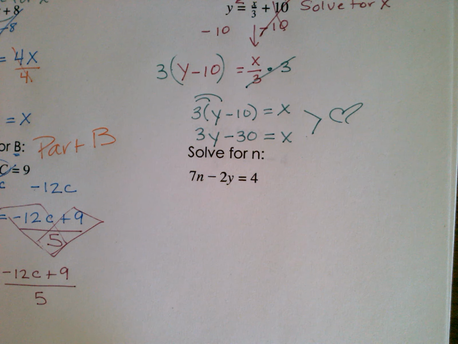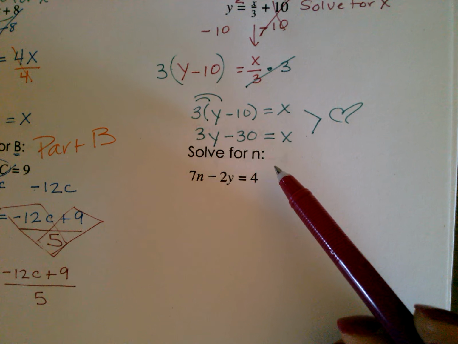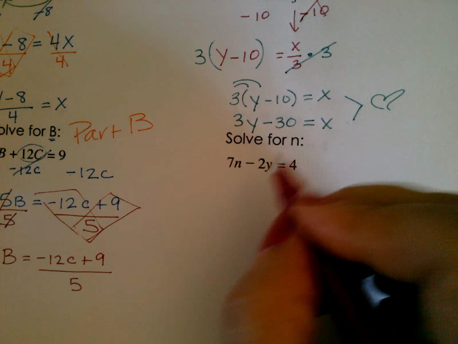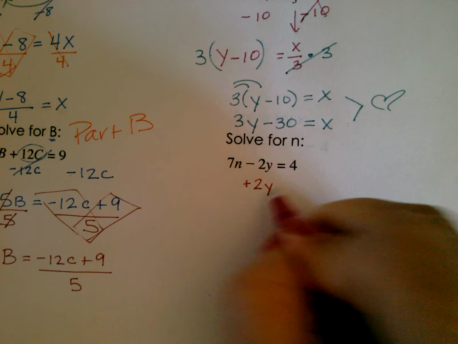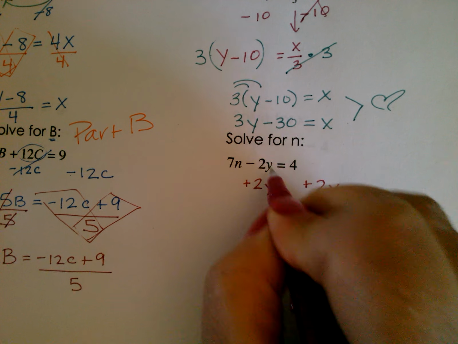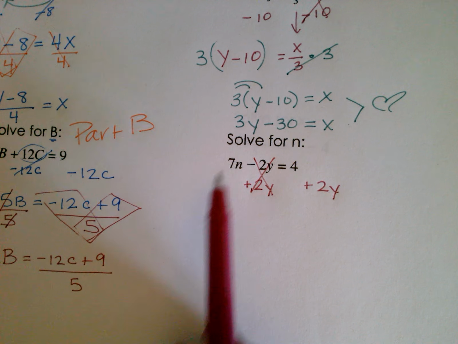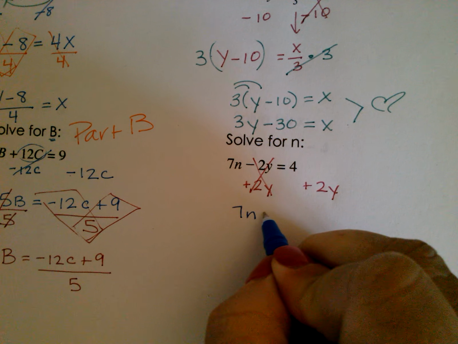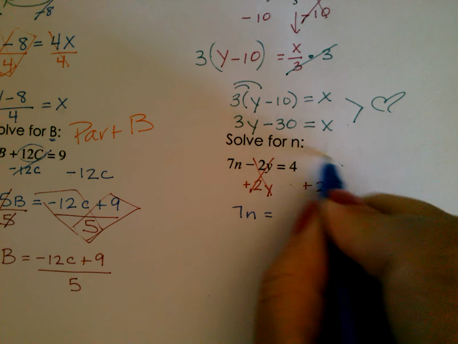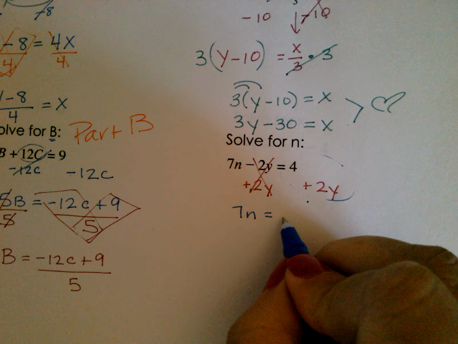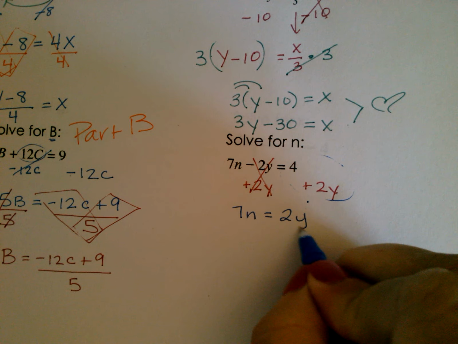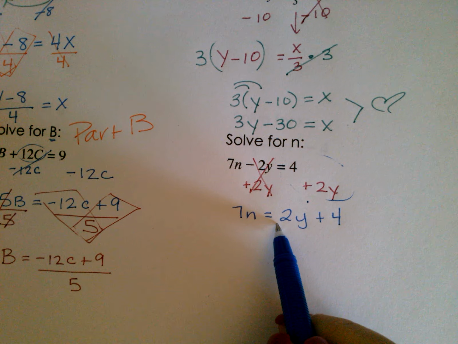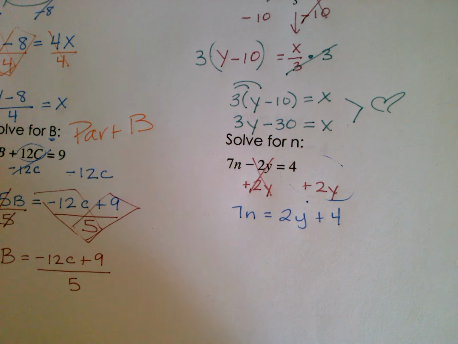Now we're going to move to the problem solve for n. Just like this one, I would add 2y to both sides with a goal of isolating the variable n. I would be left with 7n. Cannot combine those. They are not like terms. 2y plus 4. I like to have variables first in descending order.